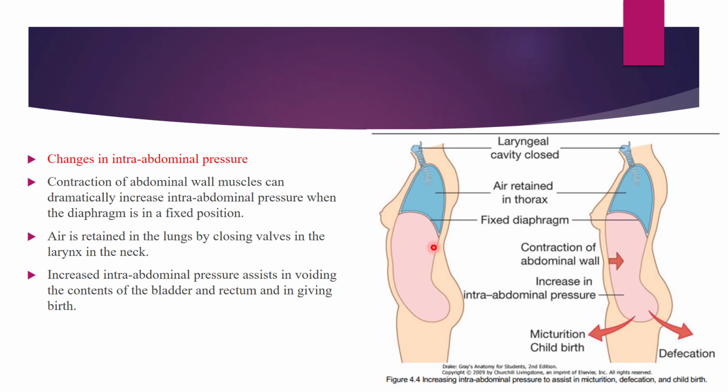There can be changes in the intra-abdominal pressure. The contraction of the abdominal wall muscles can increase the intra-abdominal pressure when the diaphragm is in a fixed position. See here, the diaphragm is in a fixed position. The contraction of the abdominal wall muscles will increase the intra-abdominal pressure, and it will help in micturition, defecation, or parturition.